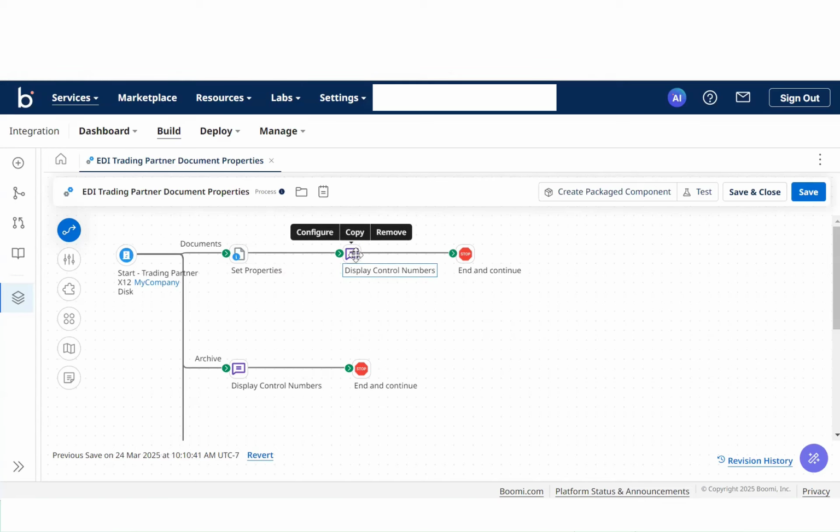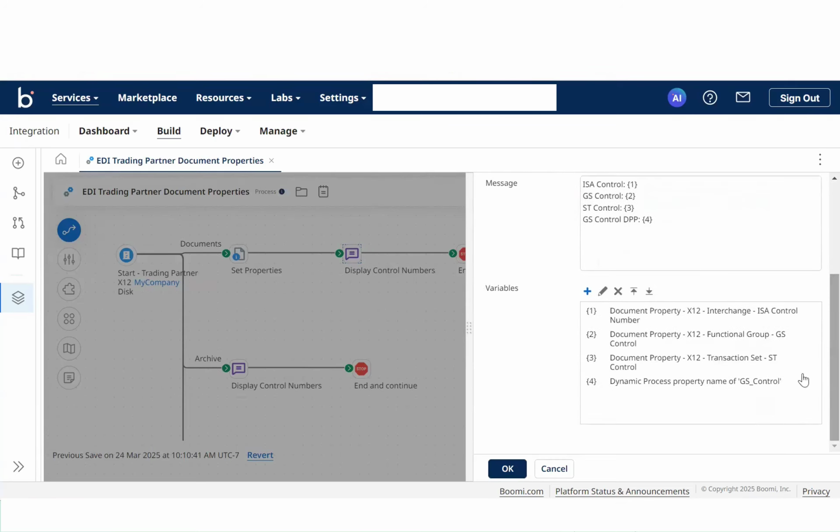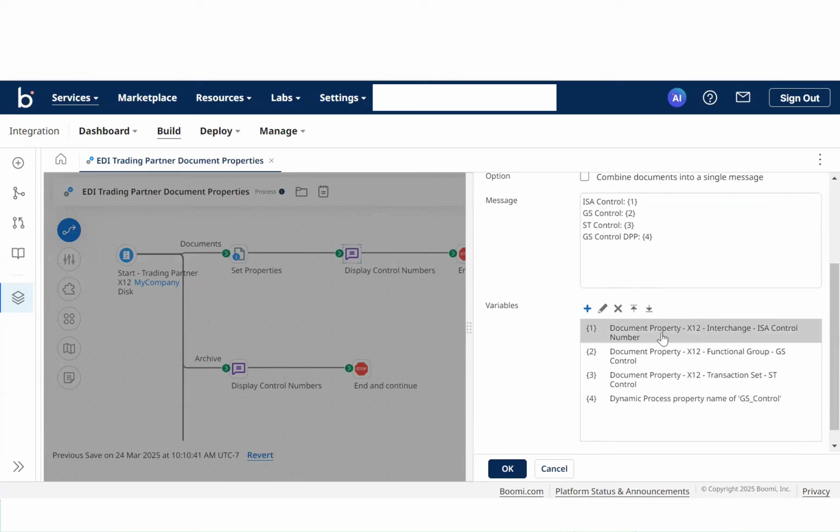We're going to be comparing the trading partner information document properties, one at each level. Through a message shape, we're going to be displaying the document property ISA control number at the interchange level, the GS control number at the functional group level, and the ST control number at the transaction set level.